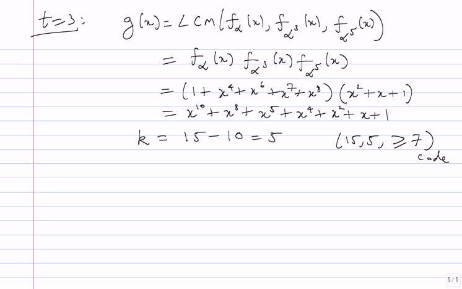Okay, so we didn't get anything very interesting. But at least we could get rid of the greater than or equal to. Okay, it's not needed. Why? g of x itself corresponds to a code word which has weight equal to 7. So I know the minimum distance will be equal to 7. Okay, so we can get rid of this greater than or equal to. So 15, 5, 7 code.